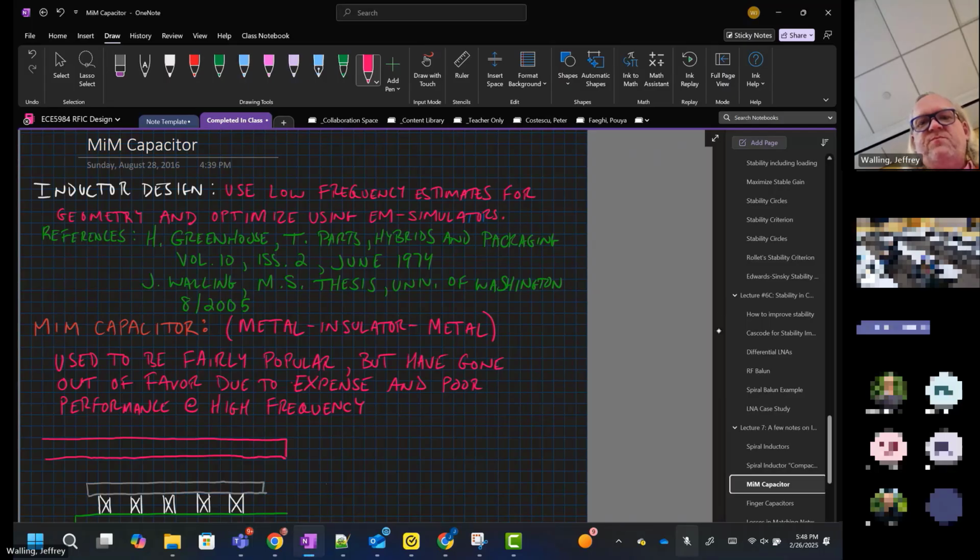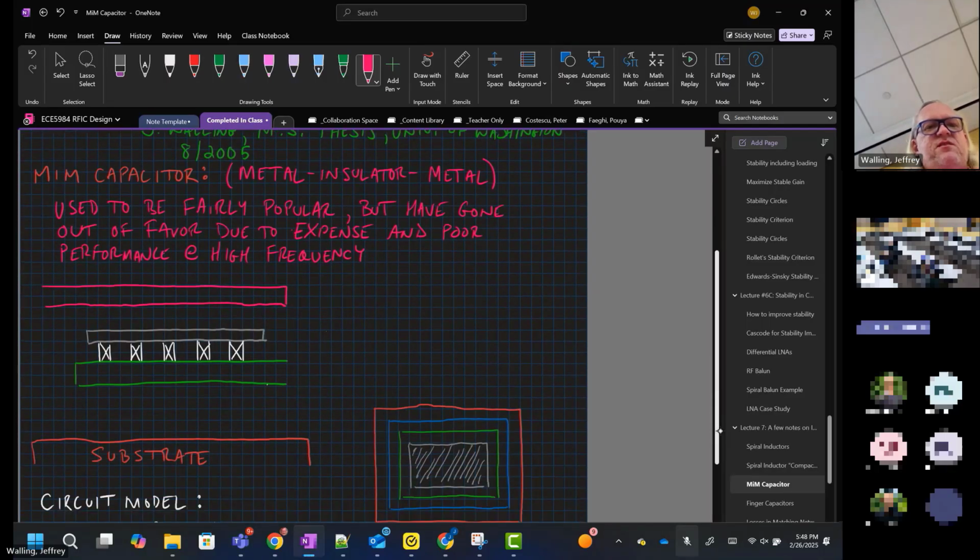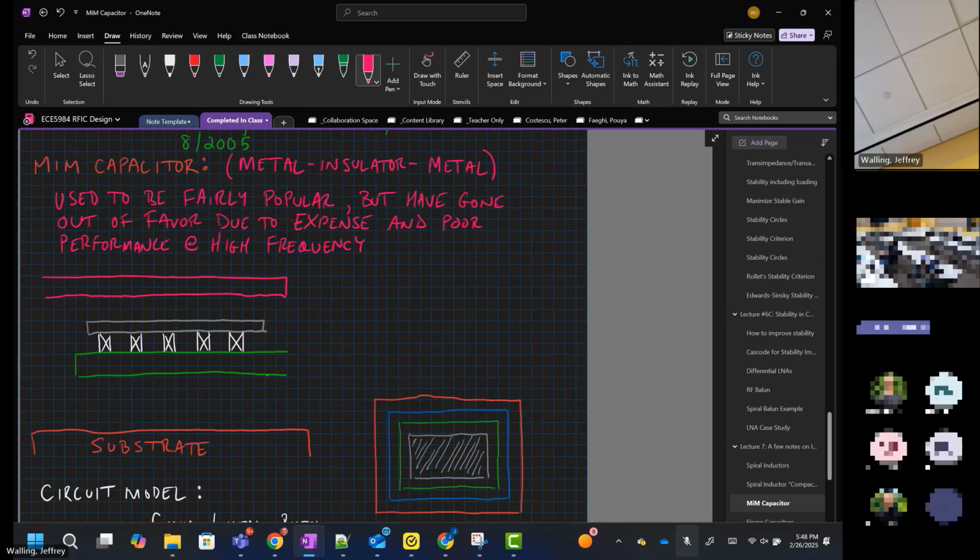Capacitors. On chip, we can make capacitors in a couple of different ways. The MIM capacitor is the primary way that we do it. MIM is metal, insulator, metal. These used to be fairly popular on older RF processes, but they're not in favor any longer because they're expensive to produce and they have poorer performance at higher frequency.